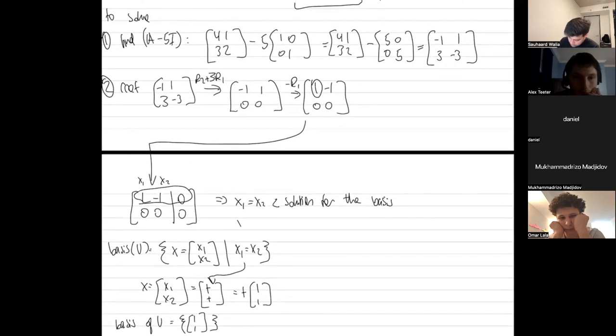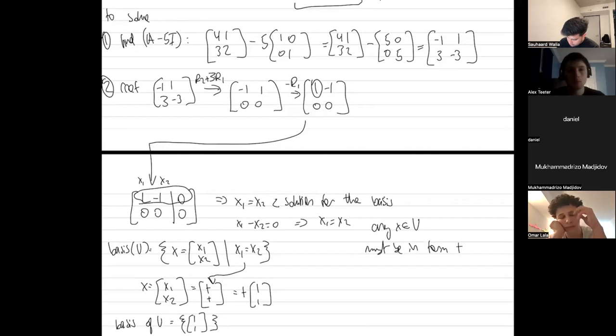So we had x1 minus x2 is equal to 0. Therefore, x1 is equal to x2. And so any vector x that is a part of V must be in the form t multiplied by (1, 1). And that's why (1, 1) is the vector.